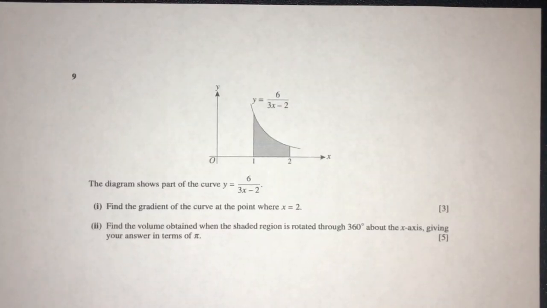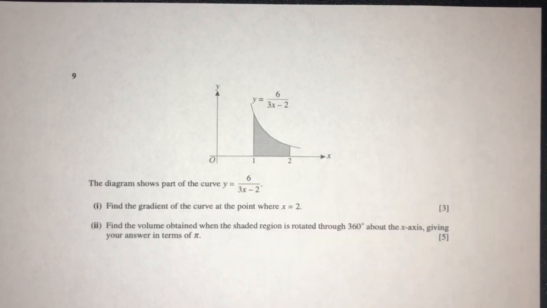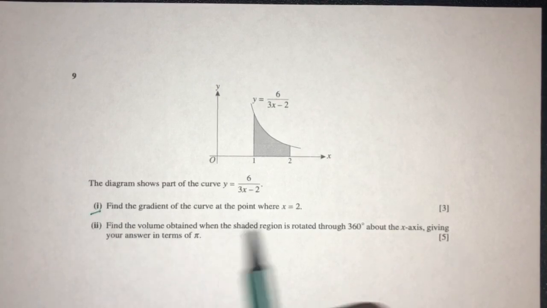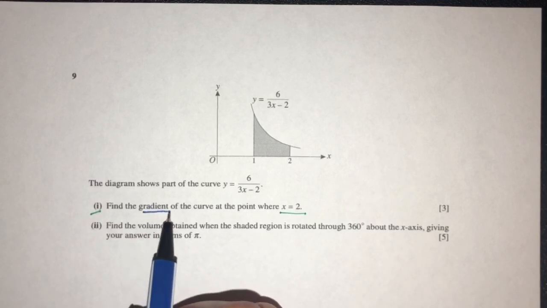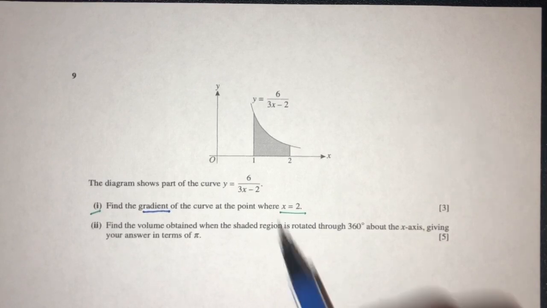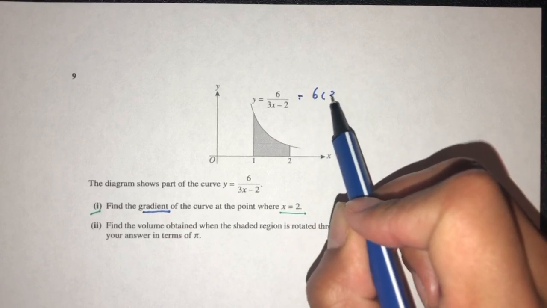Let's move on to the next question. The diagram shows part of the curve y equal to 6 over (3x minus 2). This is the curve 6 over 3x minus 2. Now part 1, we have to find the gradient of the curve at this point. Again, to find the gradient, we understand the gradient is simply dy by dx. Always, the gradient of a curve is simply dy by dx. Now look at this. We can rewrite this as 6. We can bring this up.